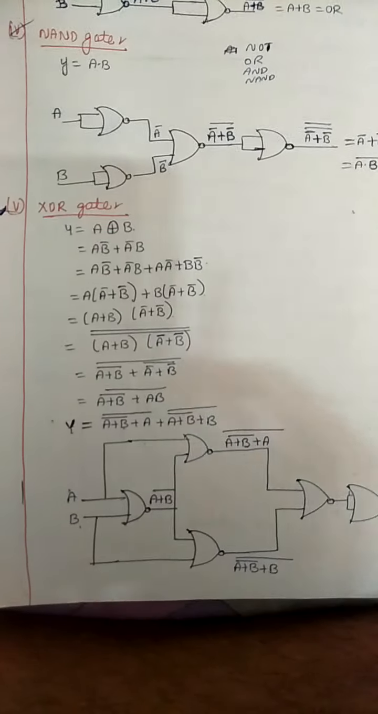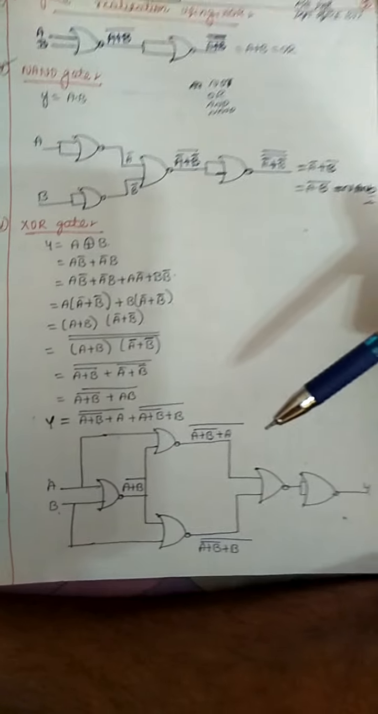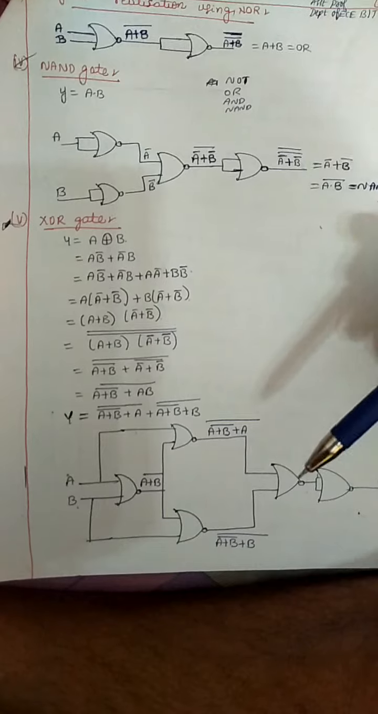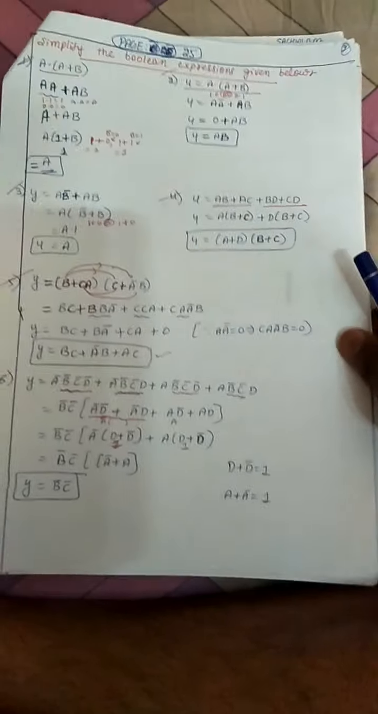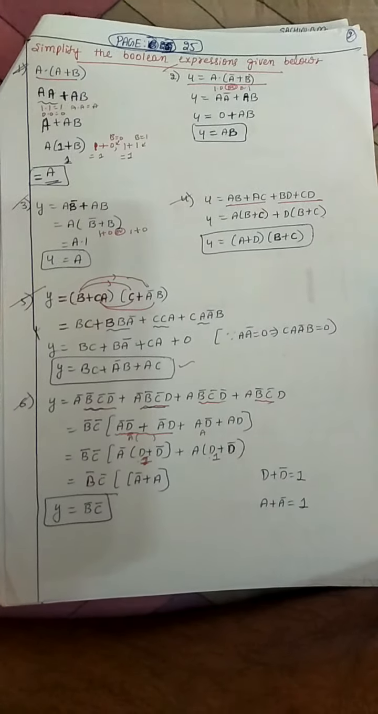Okay, so in the similar way you have to realize the XOR gate also. It's an assignment for you. You realize it using NOR gate. So next we'll move on to the simplification of Boolean expressions.